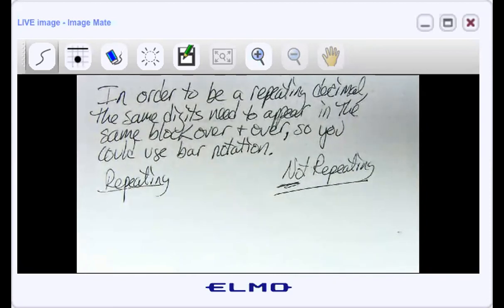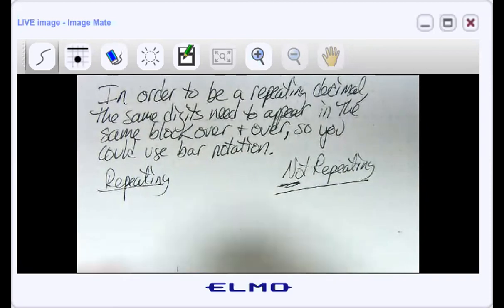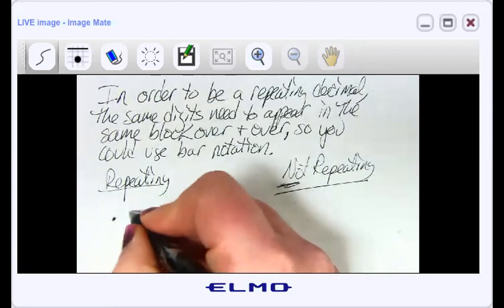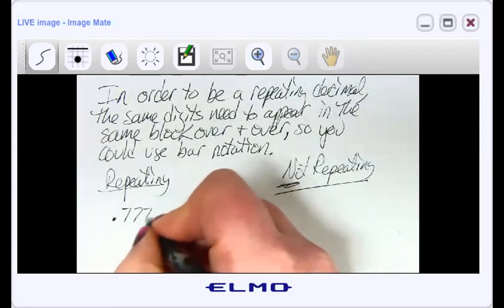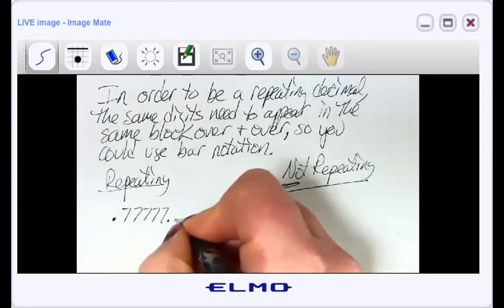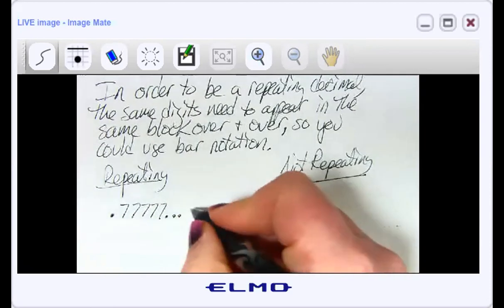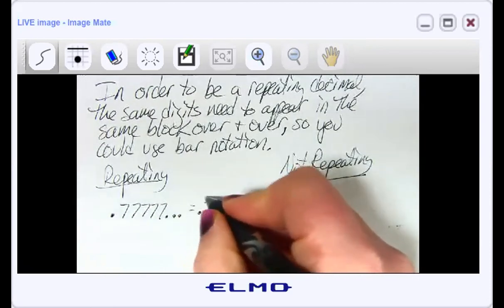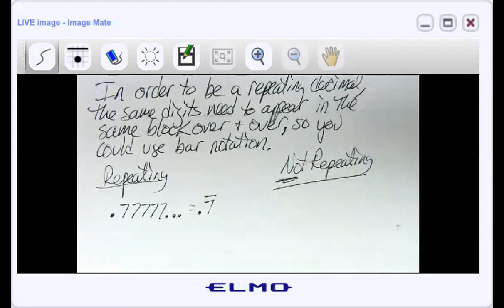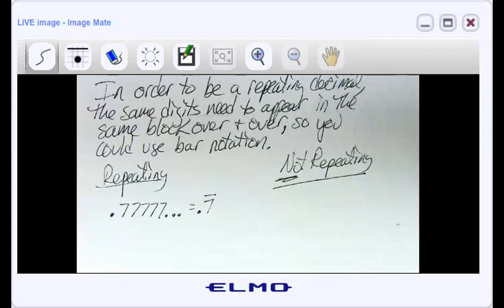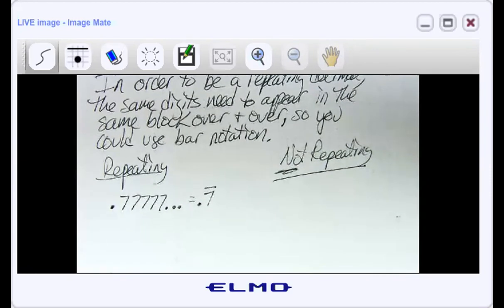Okay. So let's start off with repeating. You could start with your most simple, a single digit repeating itself. I could definitely rewrite that with bar notation, right? As just 0.7 with the bar over top. So that definitely counts as a repeating decimal. Okay, so that would be rational.